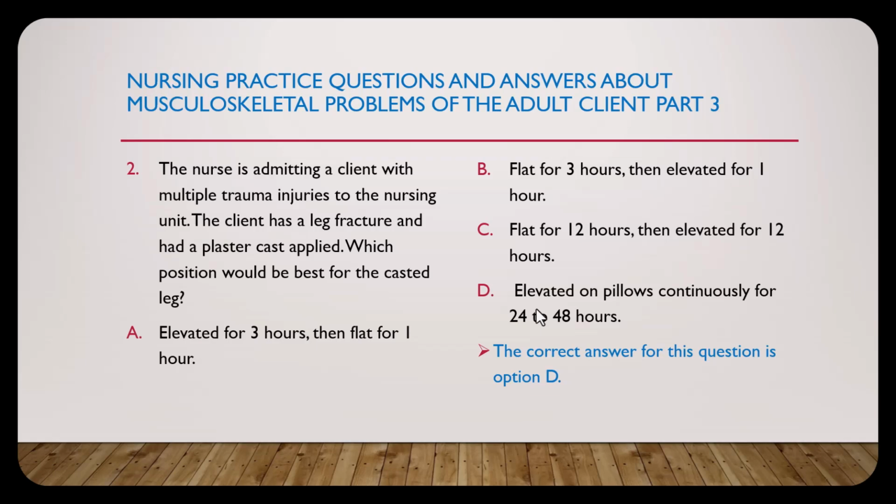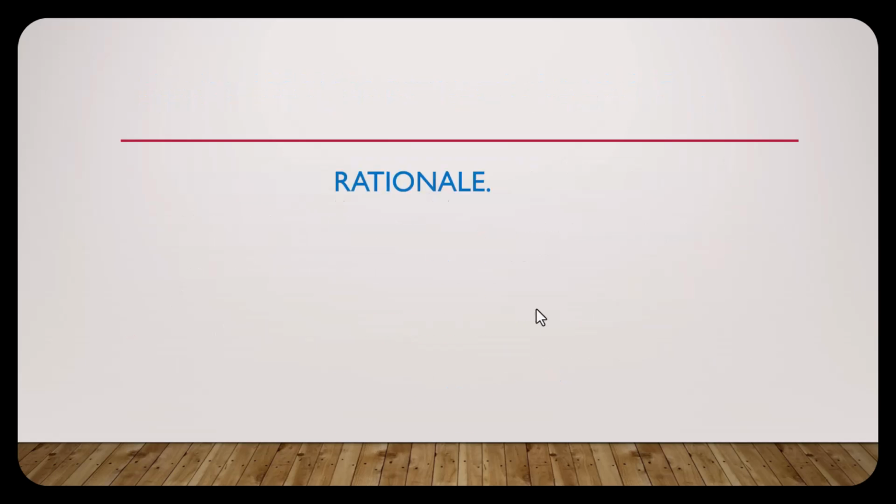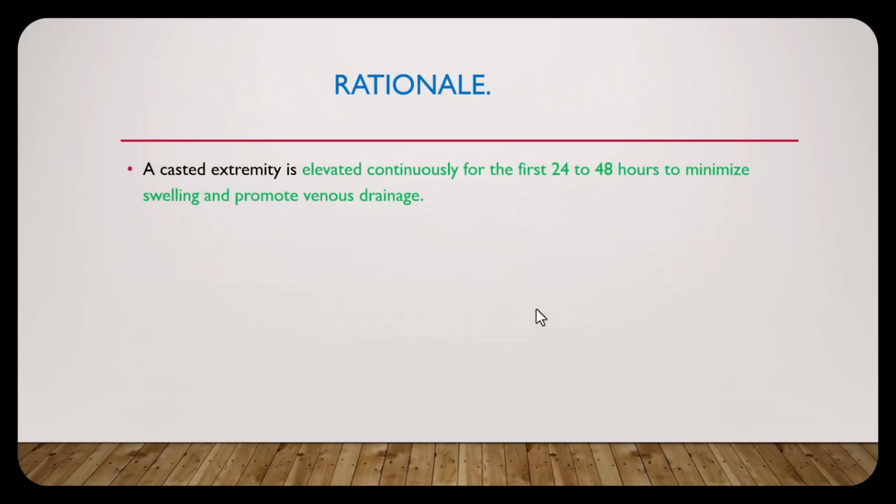Now let's move to the rationale. A casted extremity is elevated continuously for the first 24 to 48 hours to minimize swelling and promote venous drainage. Options A, B, and C are incorrect. Now let's move to the third question.